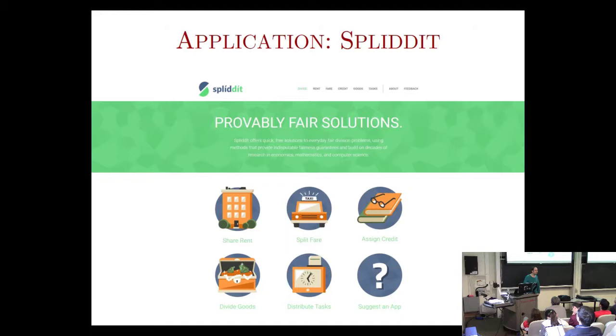So, one example application that's very, very close to my heart is Spliddit. It's a fair division website that we launched in November 2014. It's not for profit. And the high level idea is to give provably fair solutions to everyday fair division problems. It builds on quite a bit of literature on fair division, but also more and more on algorithms that we developed here at CMU. And so far, it's been used by around 100,000 people. So people care about these problems and actually use this kind of thing. Right now, it has 5 applications for dividing rent, fare, credit, goods, and tasks.